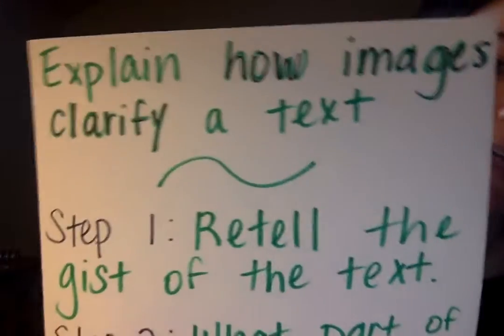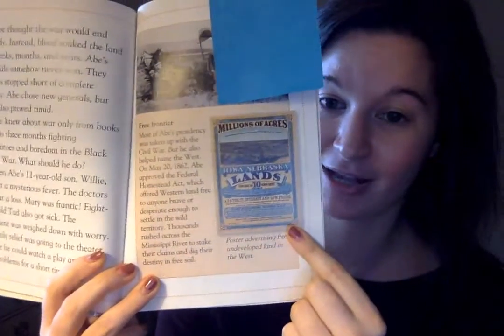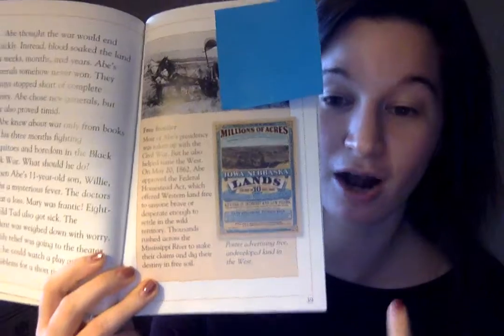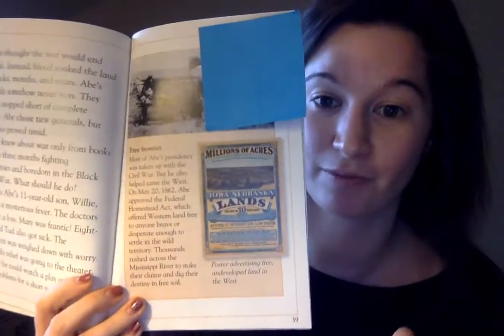Today we're going to be practicing the same skill that we practiced yesterday, which is explaining how images clarify text. Remember, the word clarify means to make more clear. We know that the images in our text, especially our nonfiction text, give us more information than just the words do. We know that authors give us words and pictures to work together to give us the most information possible about our topic.